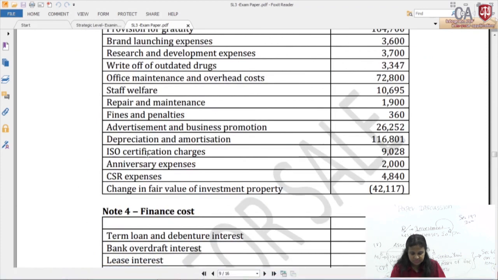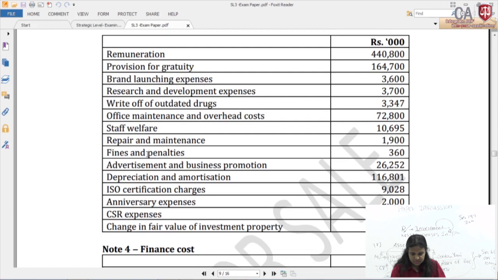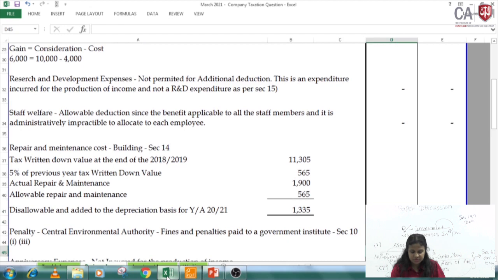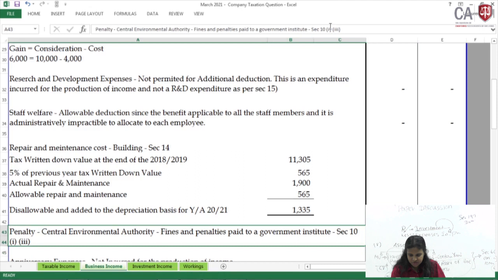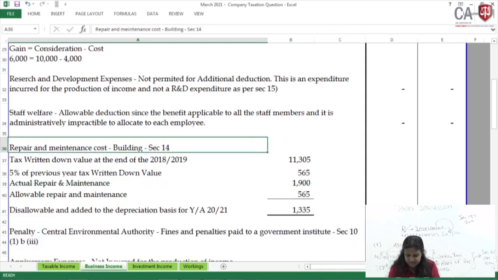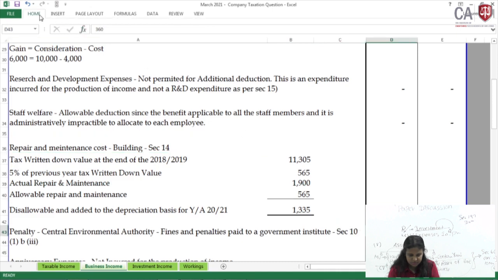Fines and penalties 360. It should be disallowed under section 10. Penalty, Central Environmental Authority, fines and penalties paid to a government institute, under section 10 subsection 1b. It's not Roman 1, it is subsection 1b Roman 3, okay. It is a disallowable expenditure. We have done that adjustment also.